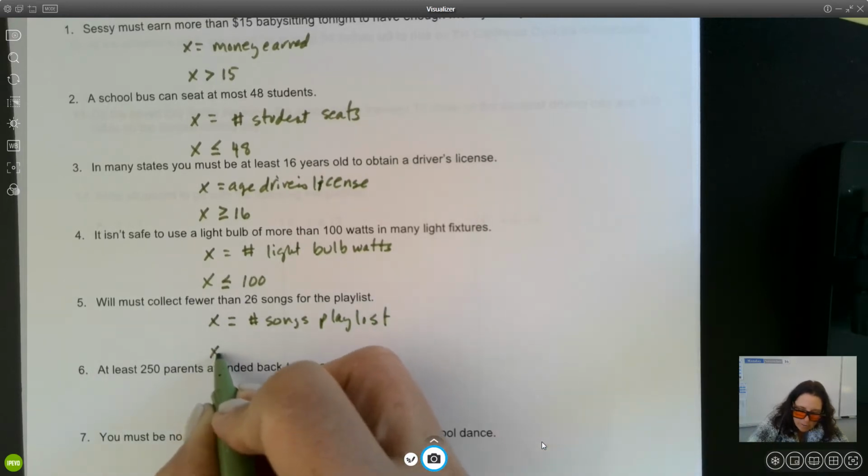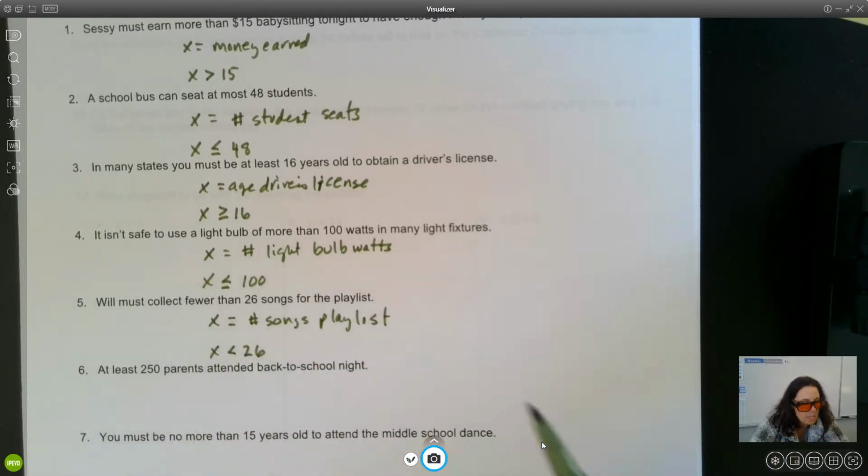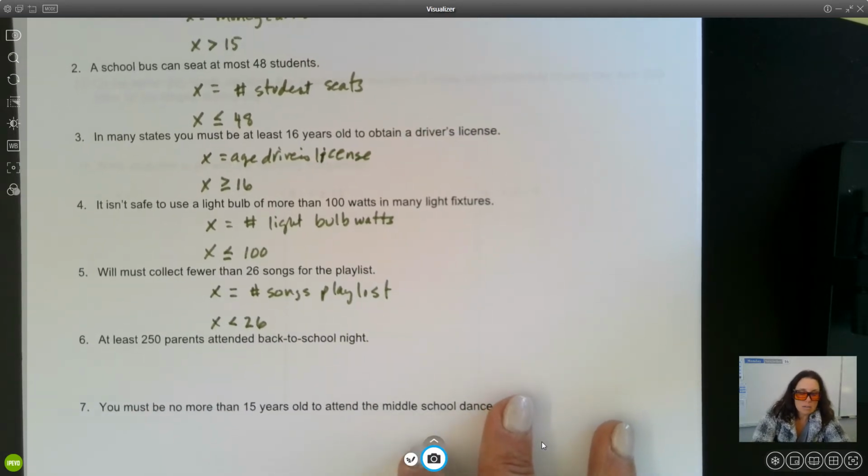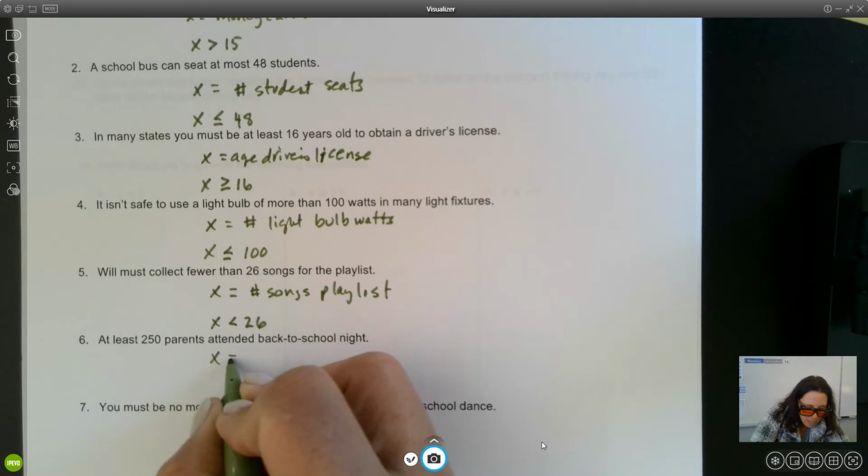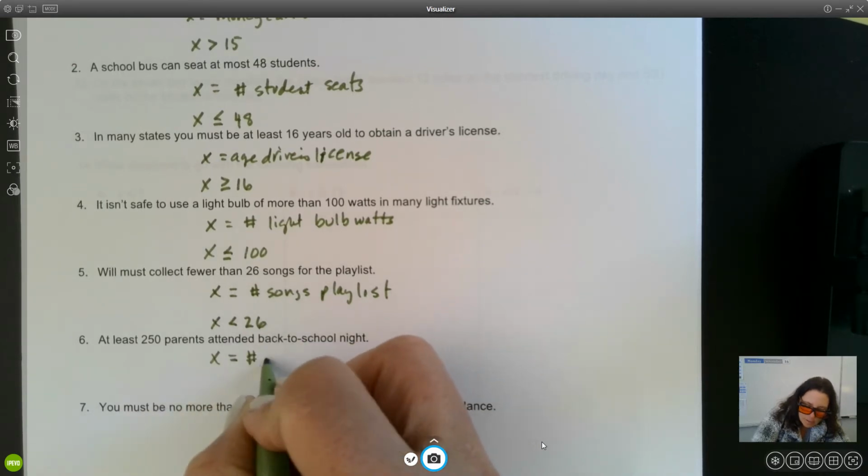So he must collect fewer. He cannot collect 26. He has to collect fewer. That's what that says. Okay, at least 250 parents attended back to school night. X equals number of parents.